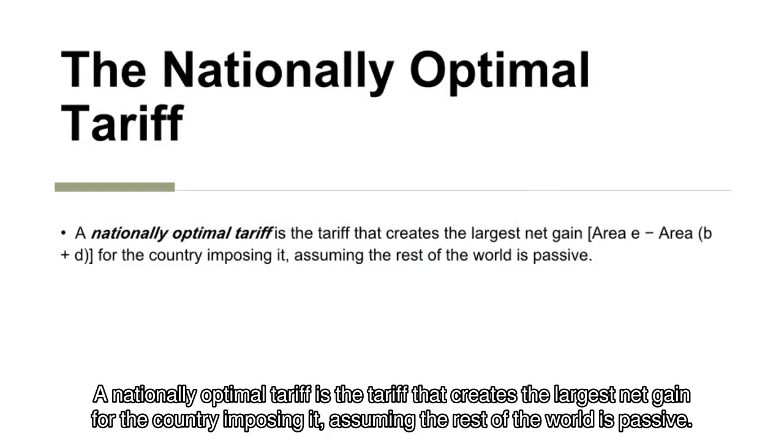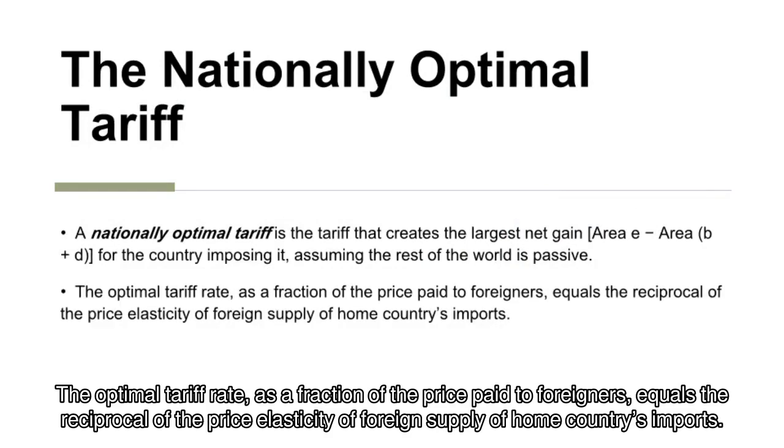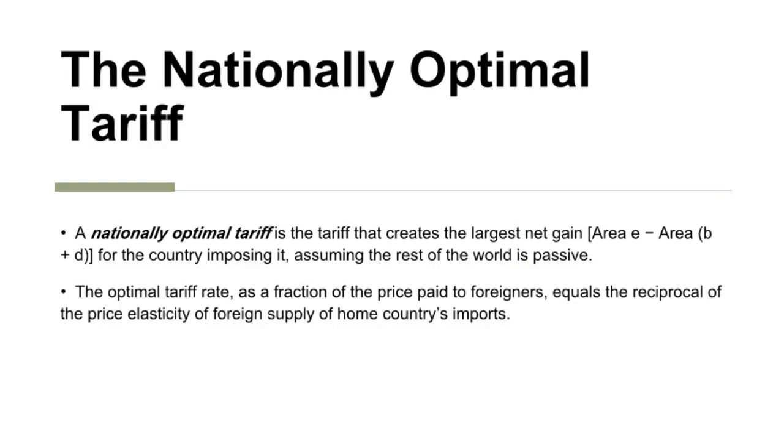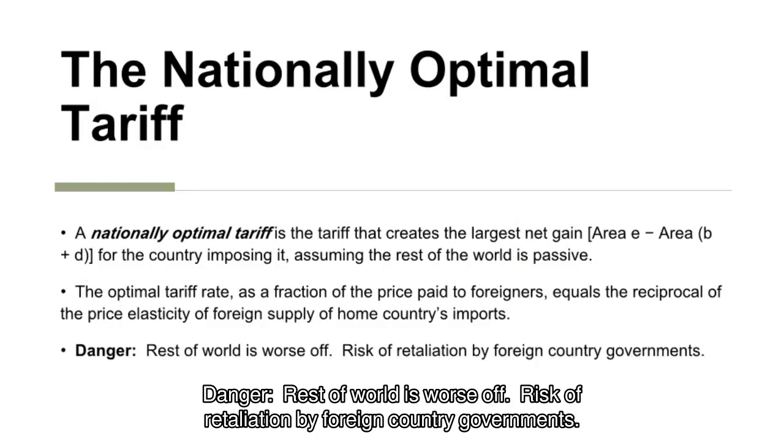A nationally optimal tariff is the tariff that creates the largest net gain for the country imposing it, assuming the rest of the world is passive. The optimal tariff rate, as a fraction of the price paid to foreigners, equals the reciprocal of the price elasticity of foreign supply of the home country's imports. Danger: the rest of the world is worse off. There is a risk of retaliation by foreign country governments.